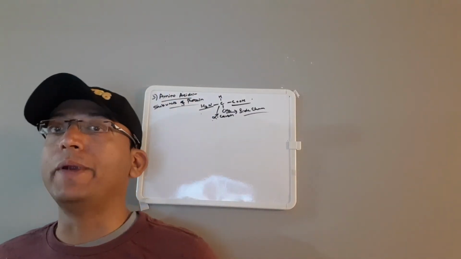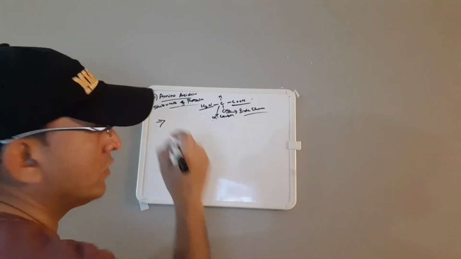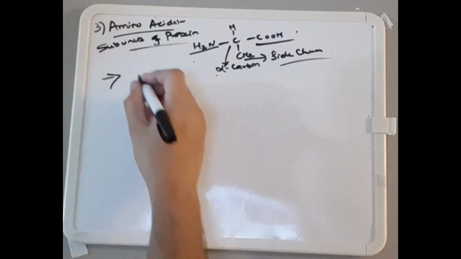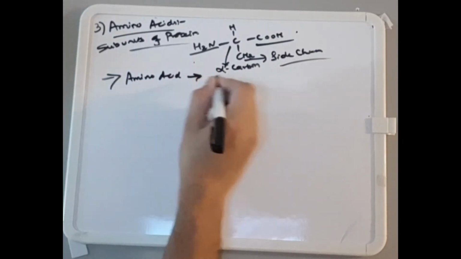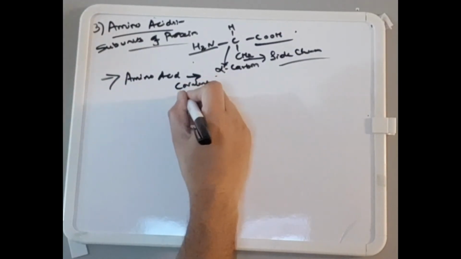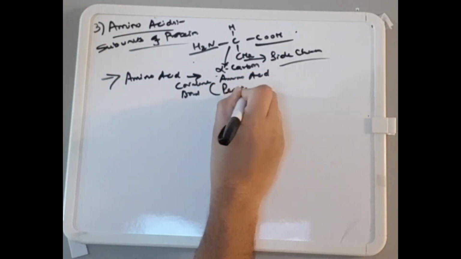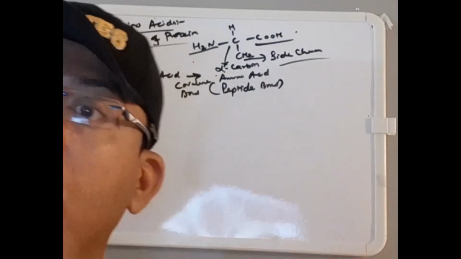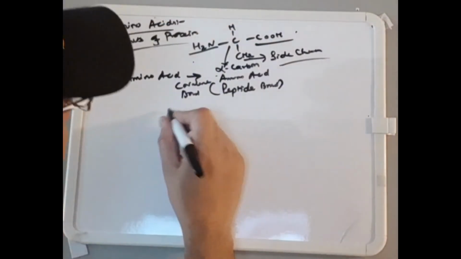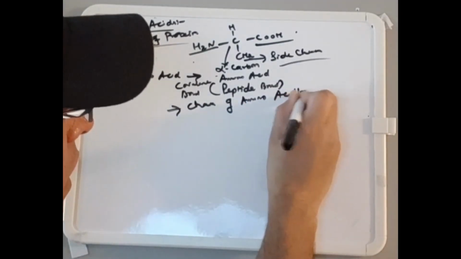The covalent bond between two adjacent amino acids in a protein chain is called a peptide bond. When two monosaccharides are joined by a covalent bond, that bond is called a glycosidic bond. But when two amino acids are joined by a covalent bond, that bond is called a peptide bond. The chain of amino acids is known as a polypeptide.